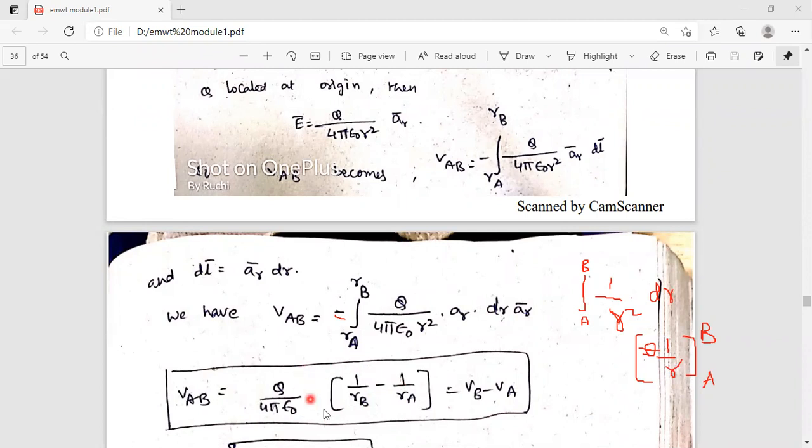Now this is further written as VB minus VA. What is VB? q by 4 pi epsilon naught RB, meaning you multiply this constant. Then you will get q by 4 pi epsilon naught RB minus q by 4 pi epsilon naught RA. So this q by 4 pi epsilon naught into R, in general, is nothing but the expression for potential. Since that is measured at point B, it is represented with the suffix B. So this is VB minus VA. So VAB is equal to VB minus VA.